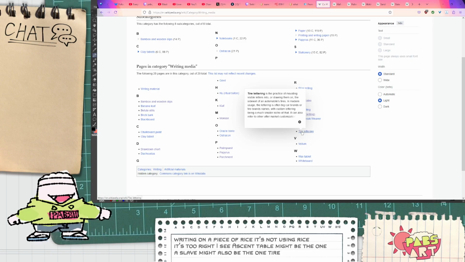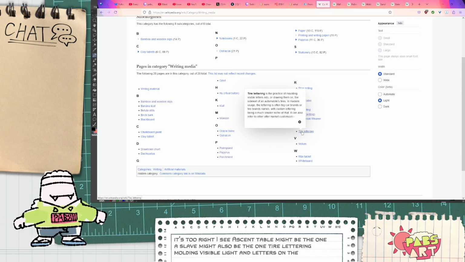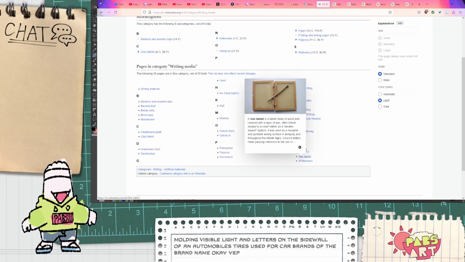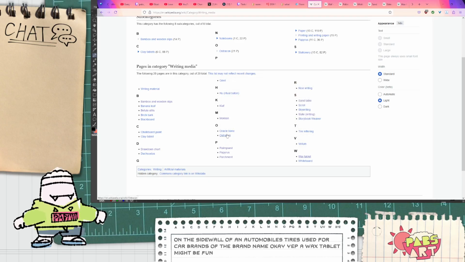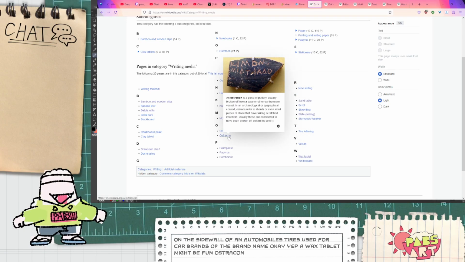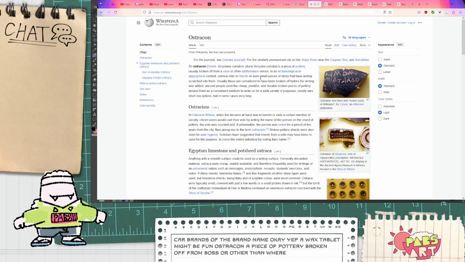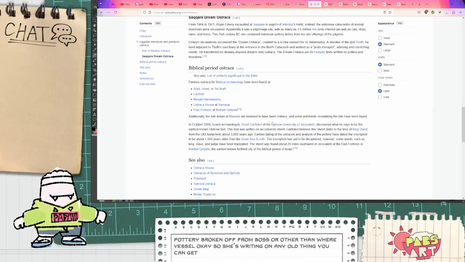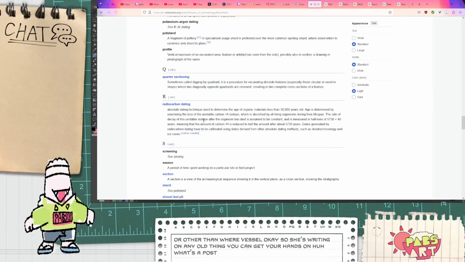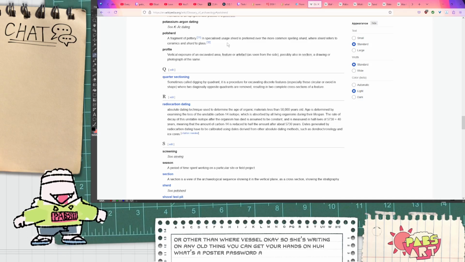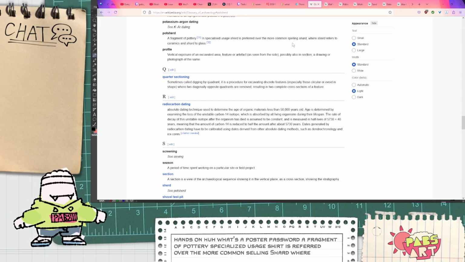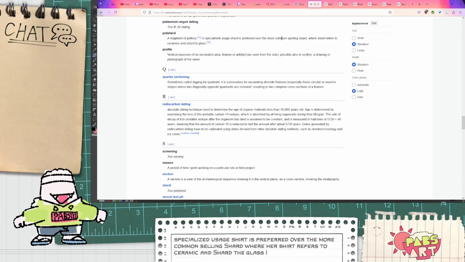Tire lettering. Molding visible letters on the sidewall of an automobile's tires, used for car brand names. Okay, yep. A wax tablet might be fun. Ostrakon. A piece of pottery broken off from a vase or earthenware vessel. Okay. So it's just writing on any old thing you can get your hands on, huh? What's a potsherd? A fragment of pottery. Specialized usage, sherd is preferred over the more common spelling shard, where sherd refers to ceramic and shard to glass. I didn't know that. That's very cool.